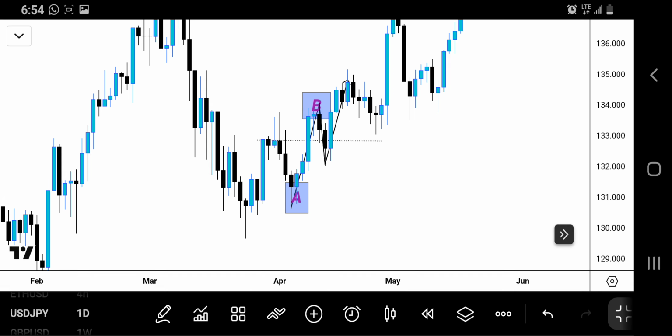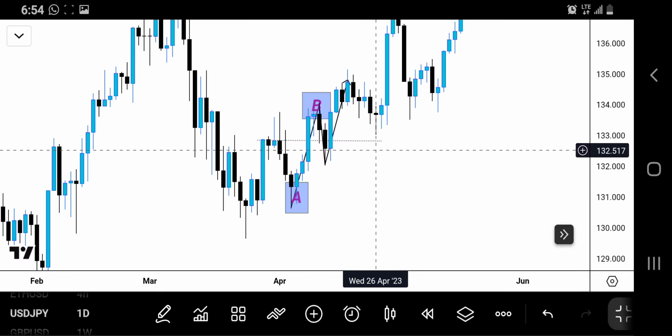When point C is formed, that is when you look for candlestick patterns. That is candlestick formations such as a bullish engulfing candle, a hammer, or an engulfing candle, such as what you are seeing here now. These two candles together are a bullish engulfing candle, and then you take your entry, and then you get your target. Now this is a daily time frame.